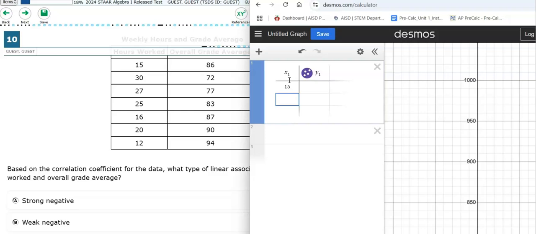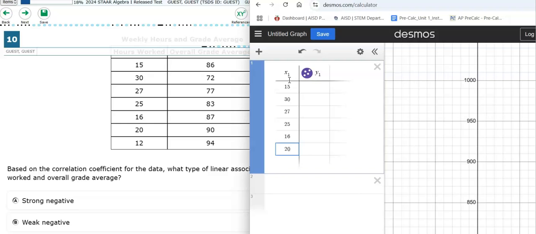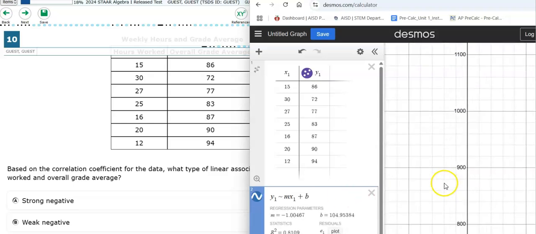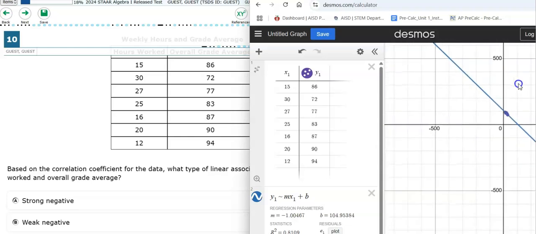And you get to do this on the STAAR exam too. It allows you to do this. Okay, so now I have a table of exactly those points. And now I'm going to put in the linear regression formula, which I hope some of you remember. So similar, mx1 plus b.